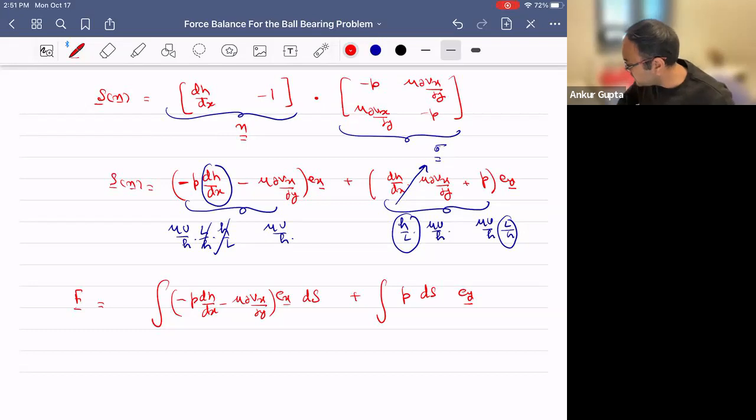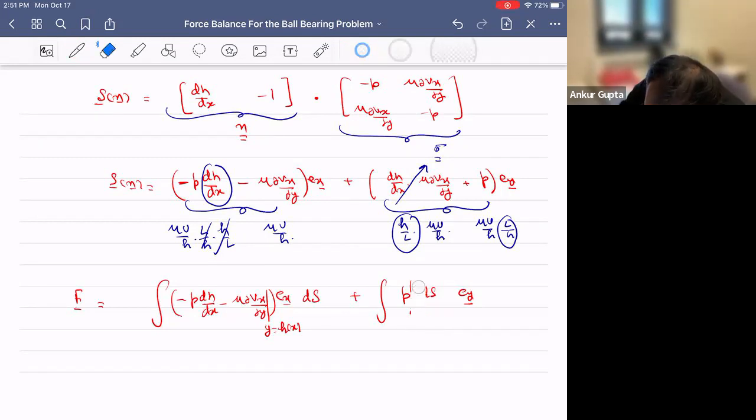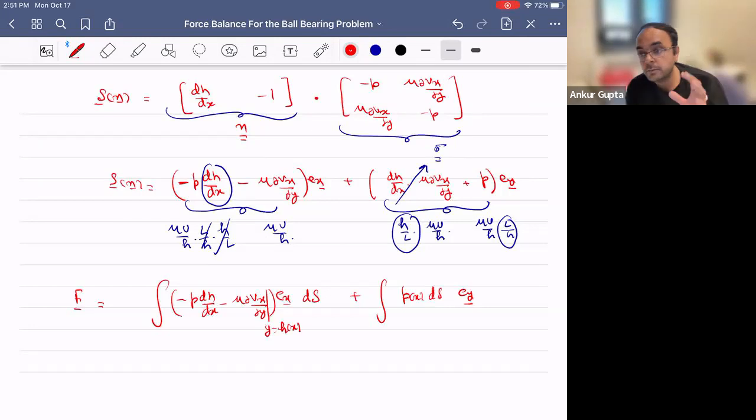Let me just make sure my signs and everything are correct. They are fine. So just note that this will all be calculated at y equal to h of x, which is obvious here at the surface. I mean, it doesn't matter. P is only a function of x, actually. All right, so there will be both the x component and the y component, and you can calculate them.